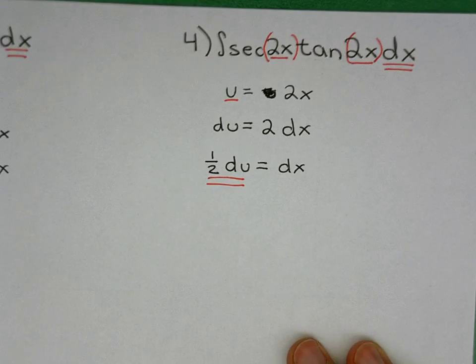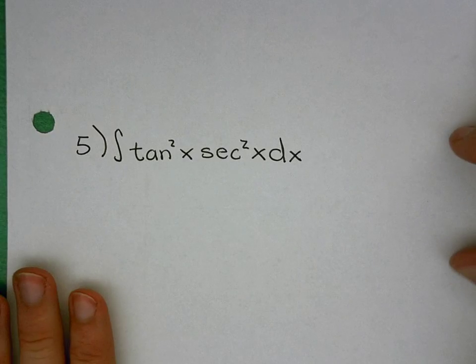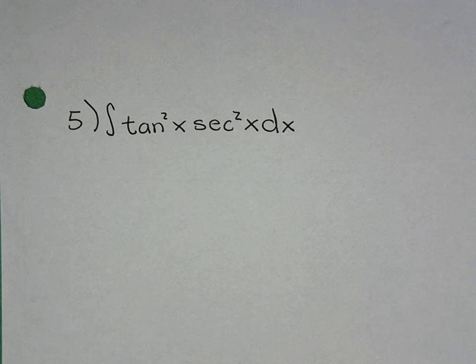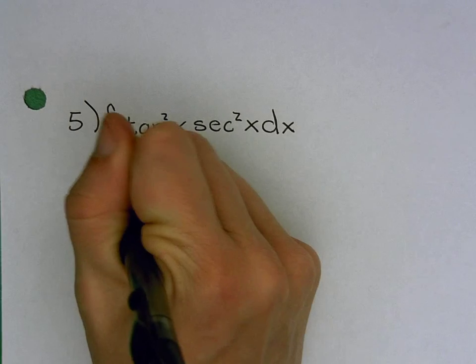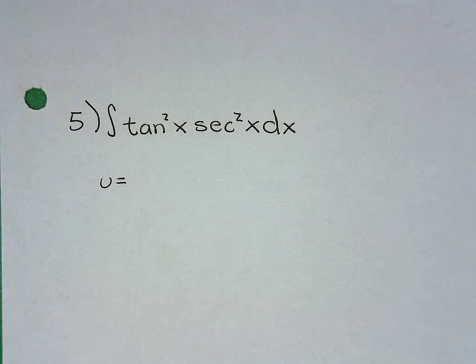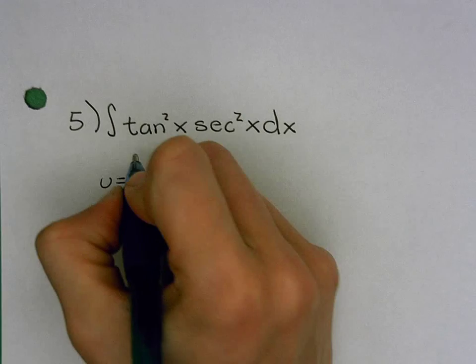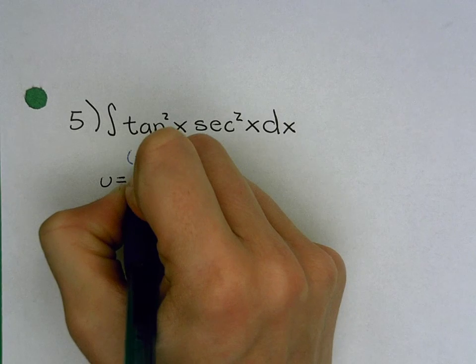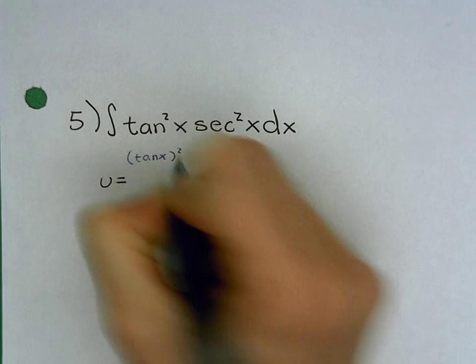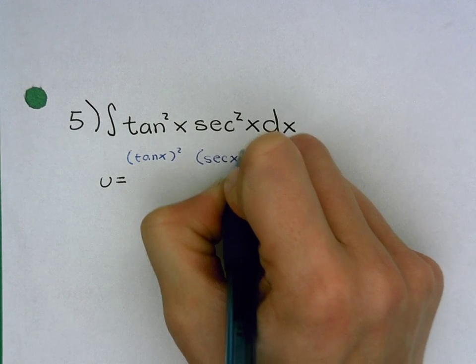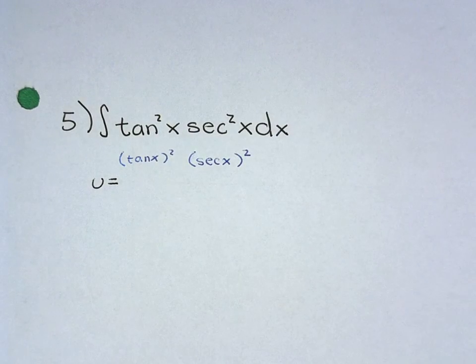Okay. One more here, number 5, I picked because it's potentially a little bit more challenging. We have the integral of tangent squared x, secant squared x dx. And again, you're looking for your parentheses. And with this one, there are actually 2 sets of parentheses. This tangent squared x could be rewritten as tangent x squared. And this secant squared x could also potentially be rewritten as secant x squared.